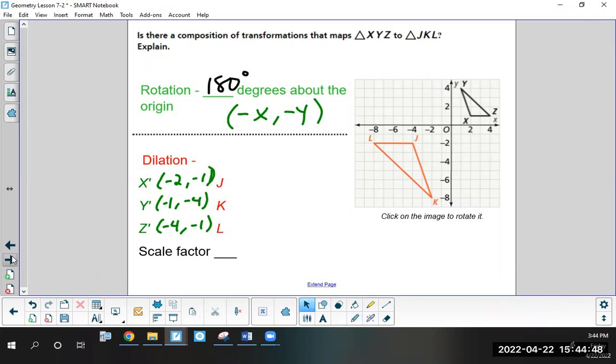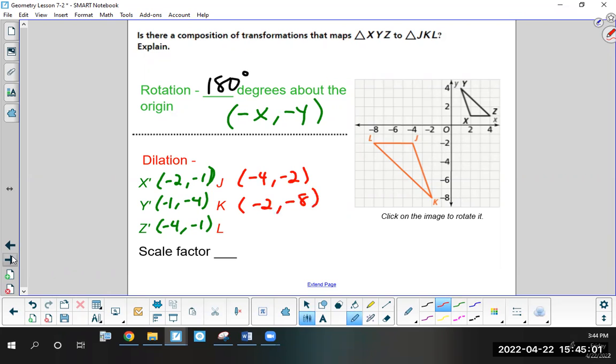Okay, and you can always tell, this is a good way if you're not sure, just by looking at the graph. If I write down the ordered pairs of J, K, and L, which are -4, -2, -2, -8, and -8, -2, you can kind of see how did you go from -2 to -4? Well, that's times 2. And -1 to -2, that's also times 2. And you'll notice that all of them are scale factor of 2. You have to multiply them all by 2 to get to one from the other.